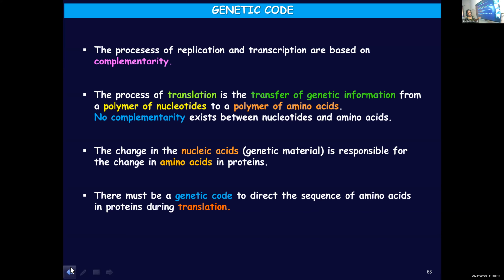You will understand all these once we complete it. I'll repeat it again. Replication and transcription both are based on the rule of complementarity.